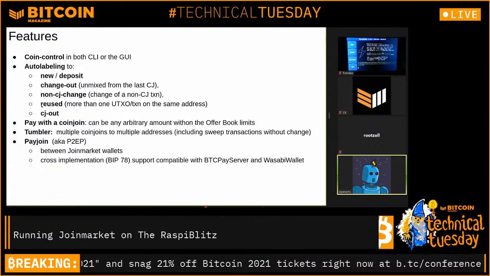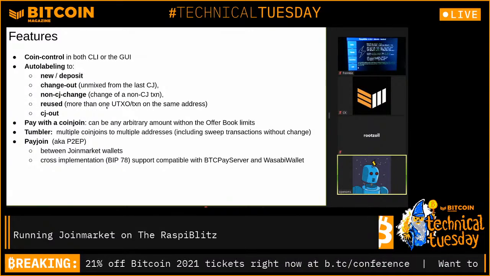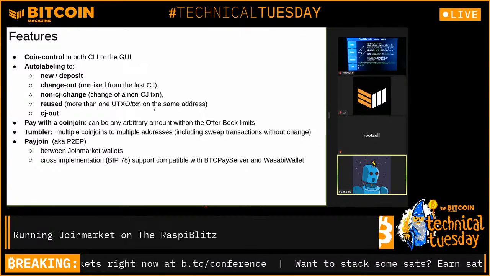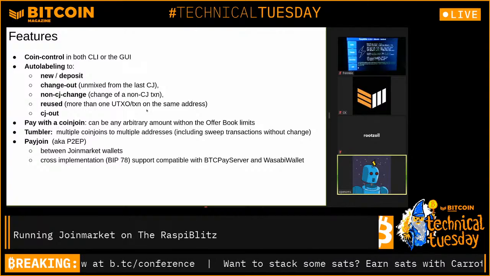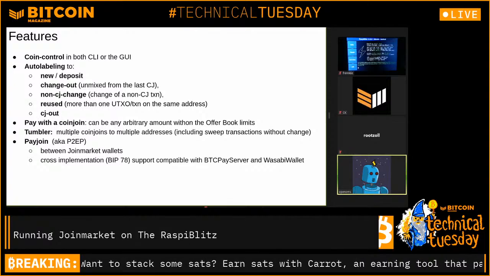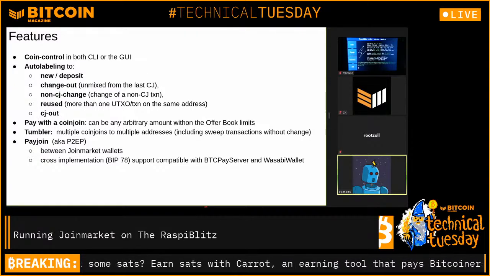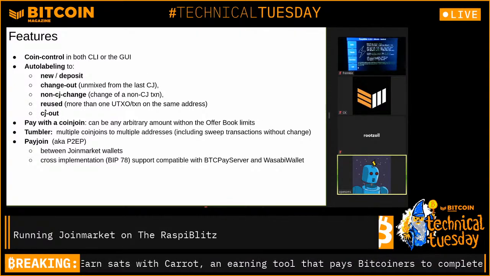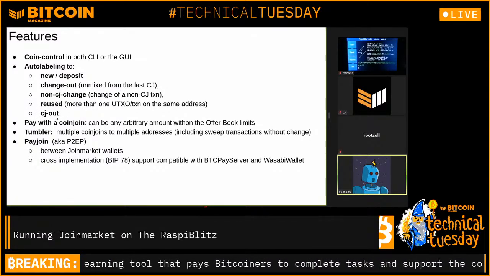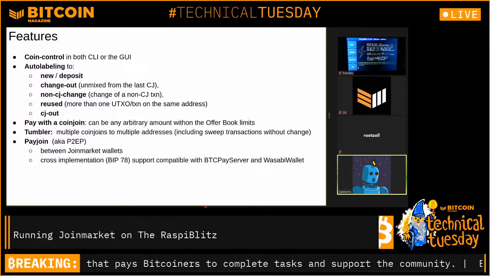And then there could be reused addresses, which is where there is more than one UTXO on one address, or where more than one transaction has been done. And also these are the funds which are the most private and the result of a coin join, which are labeled CG out.